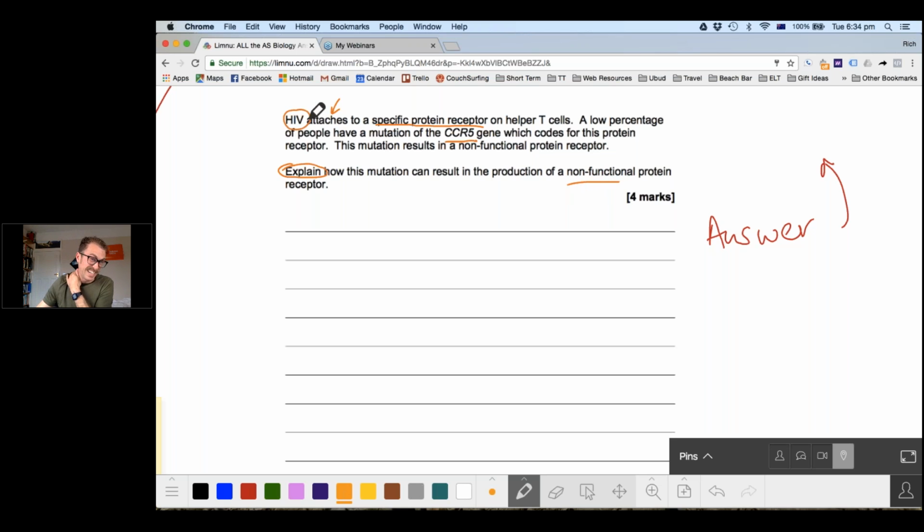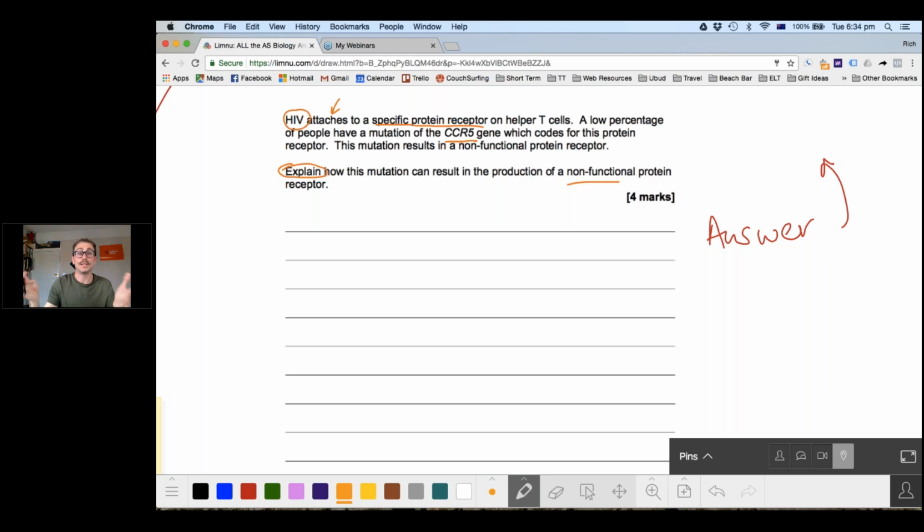It's got basically nothing to do with HIV. You don't need to mention HIV in the question at all. Okay, so how does a mutation cause a protein to be non-functional? This could be a receptor. It could be an antibody. It could be an enzyme.